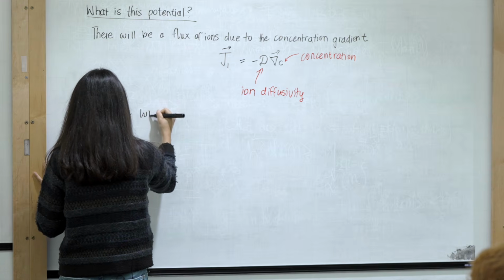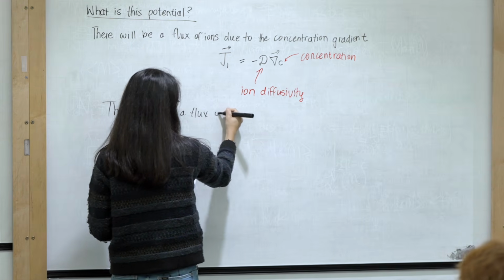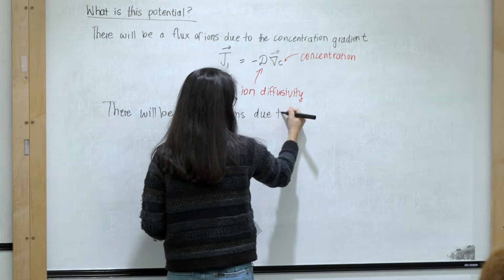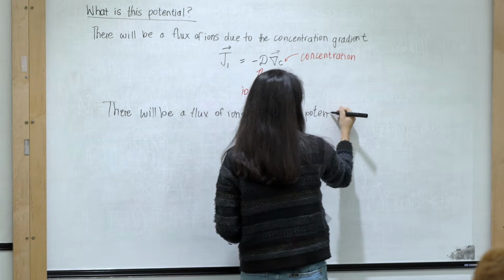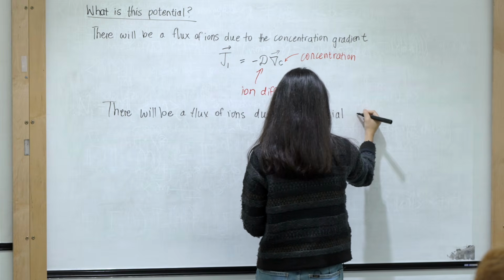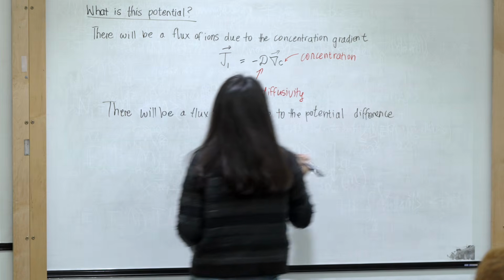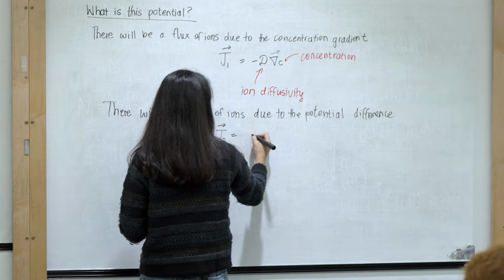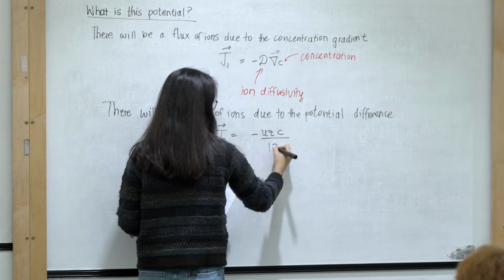But there will also be a flux of ions due to this potential difference we were talking about with the electric charges. So the way I will denote that is by J2. J2 is again a vector. So I'm going to write down some variables, and then I will describe what they mean.